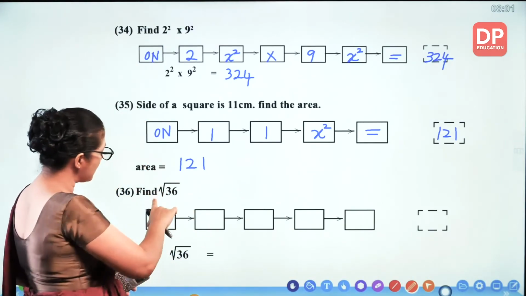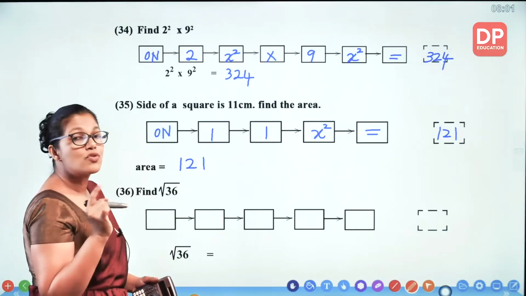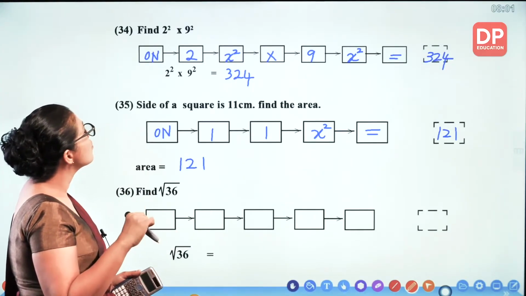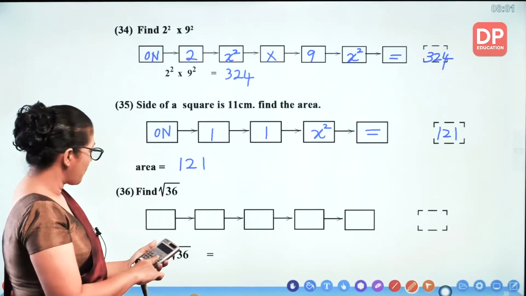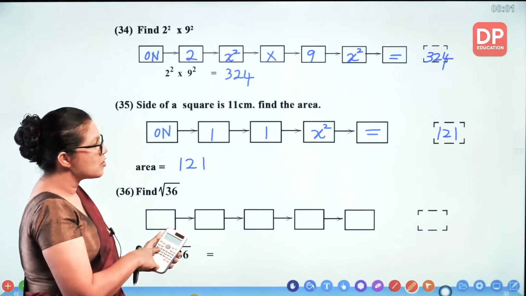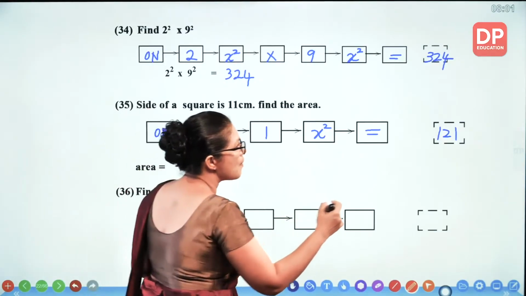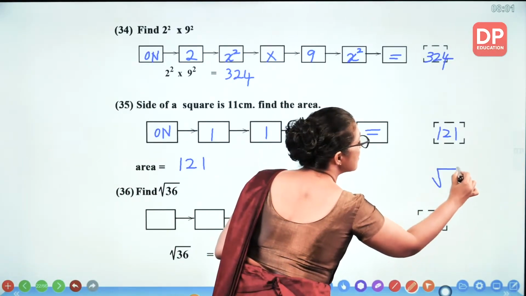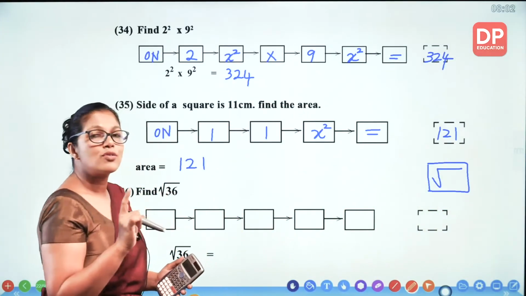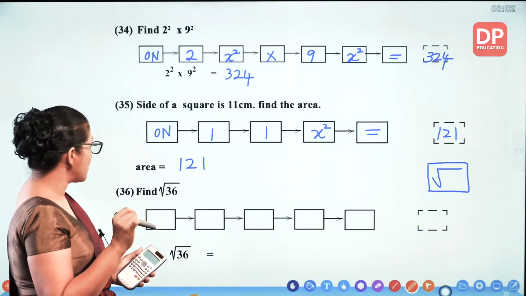Now what is this button? This means square root. So the reverse of the square button. So how do you do that? There's a separate square root button, something like this. You can press that one to get the square root of a number.